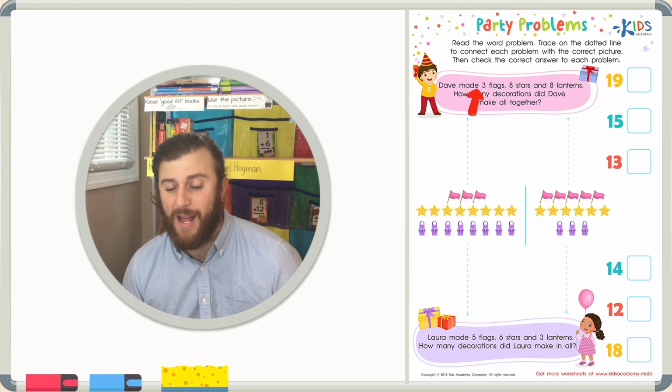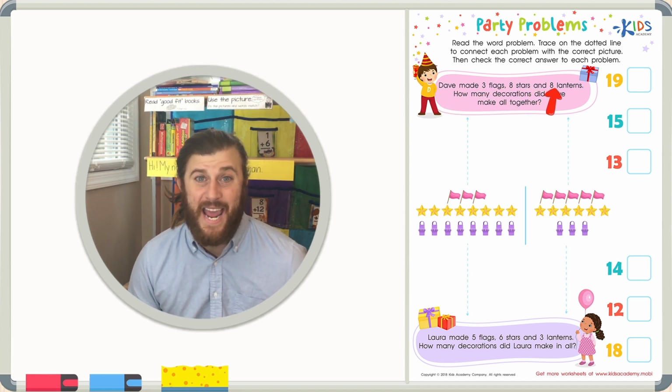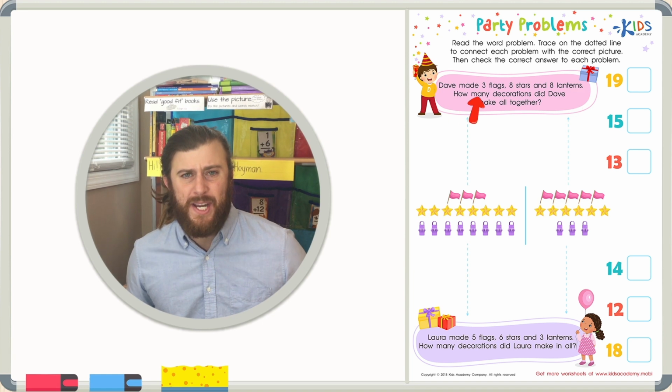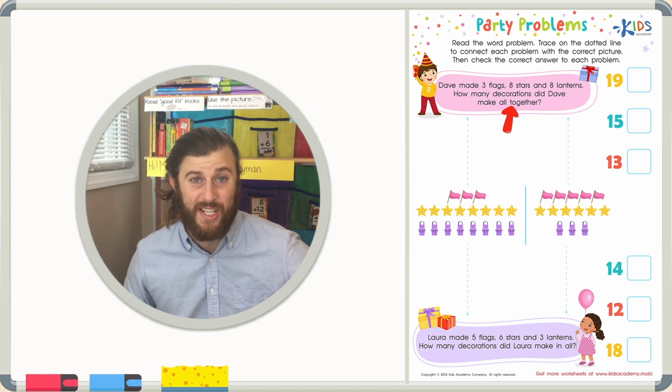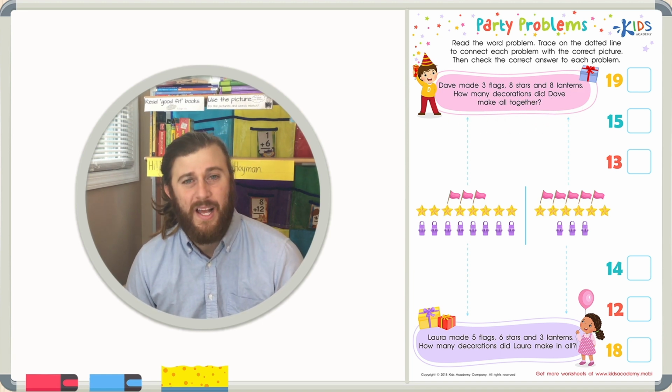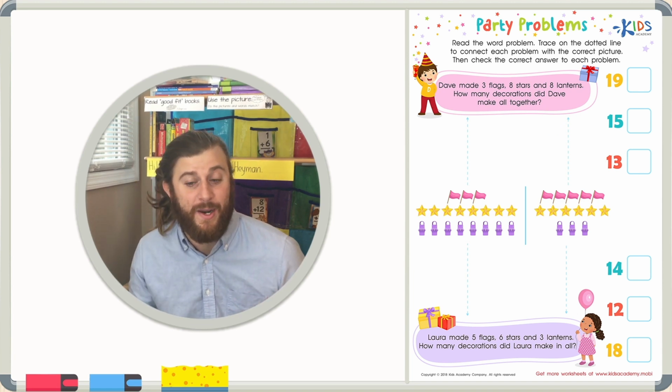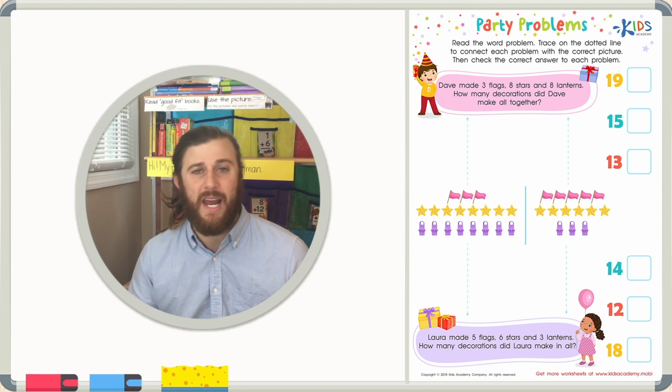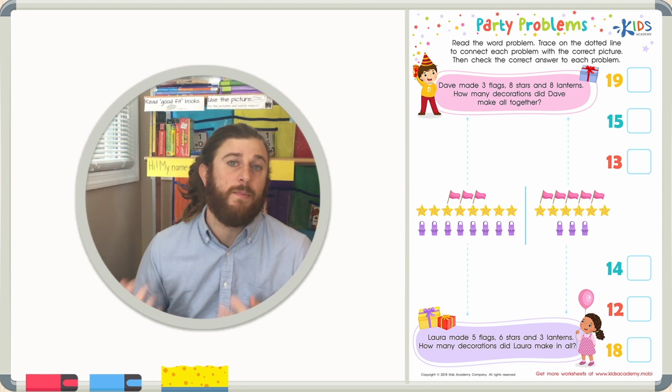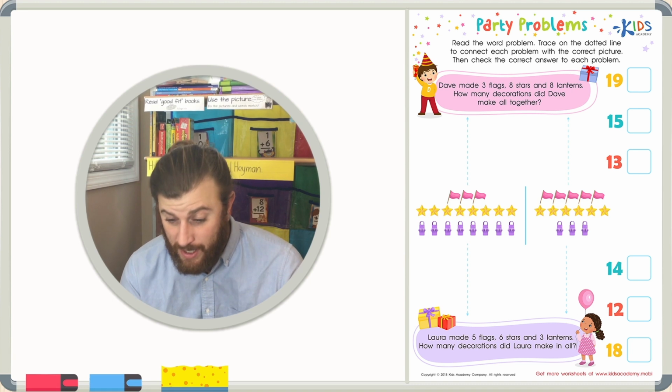Dave made 3 flags, 8 stars, and 8 lanterns. How many decorations did Dave make all together? Okay, I heard the words all together at the end, so I think it's an addition problem. But let's reread the problem again and underline or pull out some of the important information and keywords.